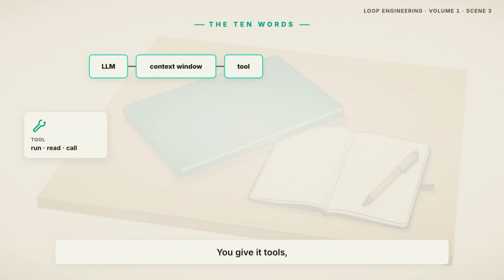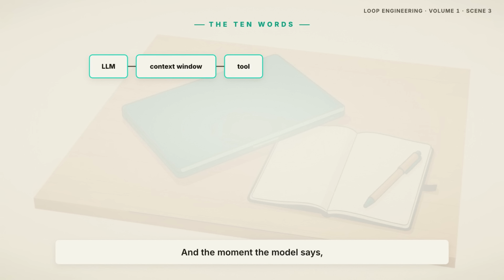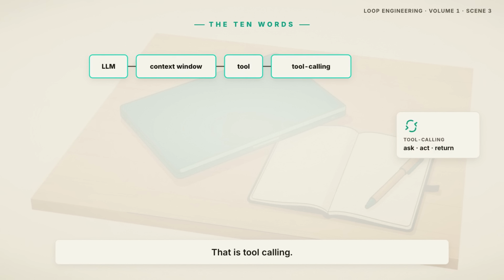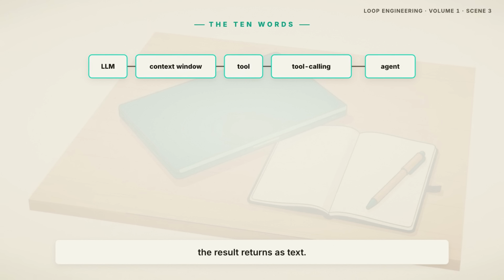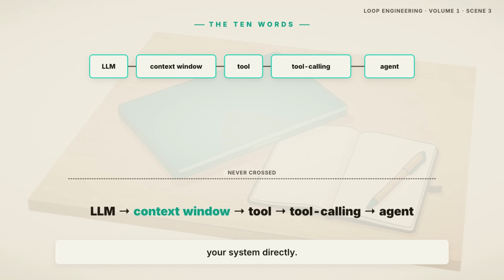You give it tools, a capability to run a command, read a file, call an API. That is bolting hands onto a brain. And the moment the model says, run PyTest with these inputs, and the program around it actually does that and hands the result back as text, that is tool calling. The model asks, the harness acts, the result returns as text. The model never touches your system directly.